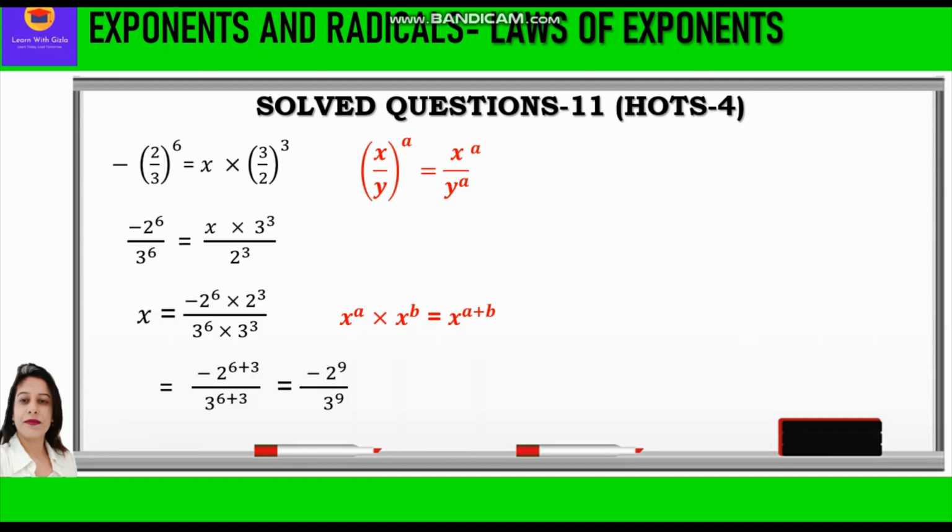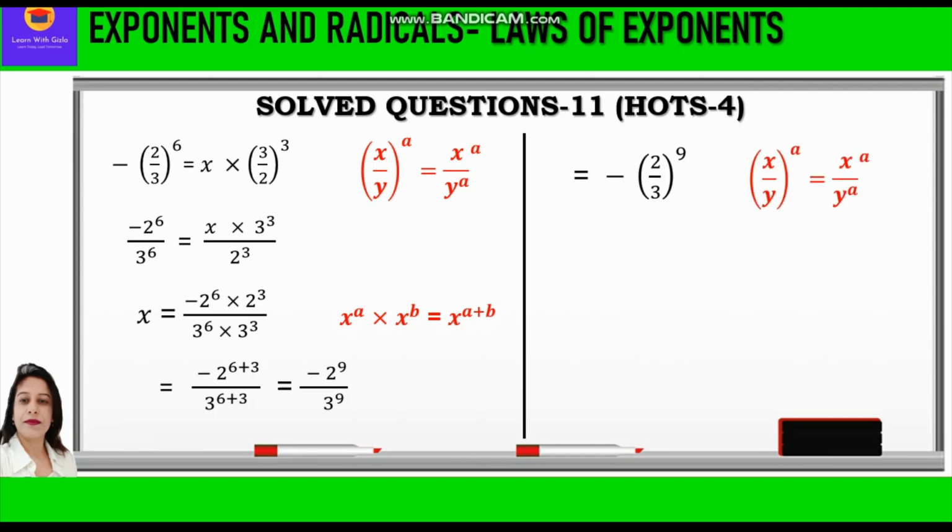Which is equal to minus 2 raised to power 9 upon 3 raised to power 9. Now further we will again apply the law of power of quotient, according to which (x upon y) whole raised to power a is equal to x raised to power a upon y raised to power a. But now again we will apply it in the opposite way, because a over here is 9 and 9 is distributed between numerator and denominator. So we shall write it in a whole form, like this: minus outside and in bracket 2 by 3 whole raised to power 9. So this is the value of x which we have got, minus outside and in bracket 2 by 3 whole raised to power 9.